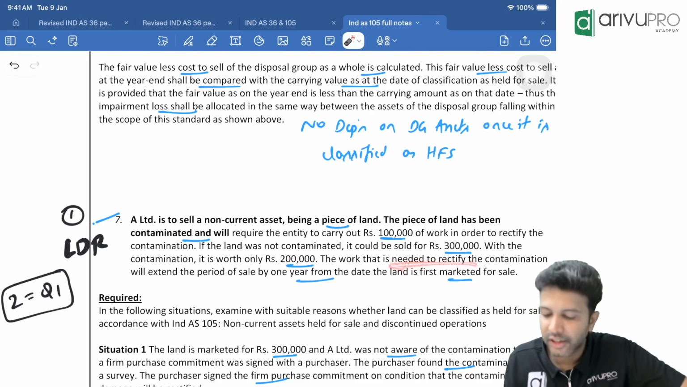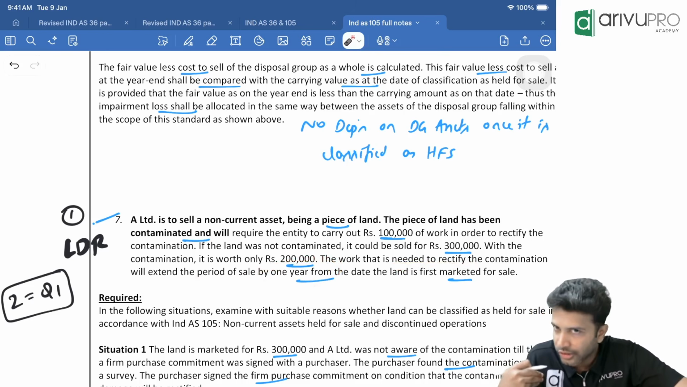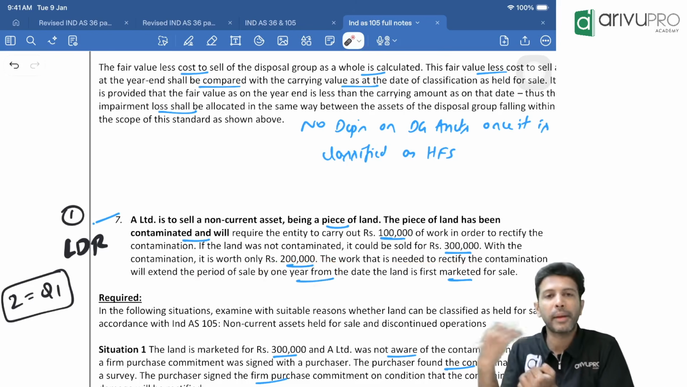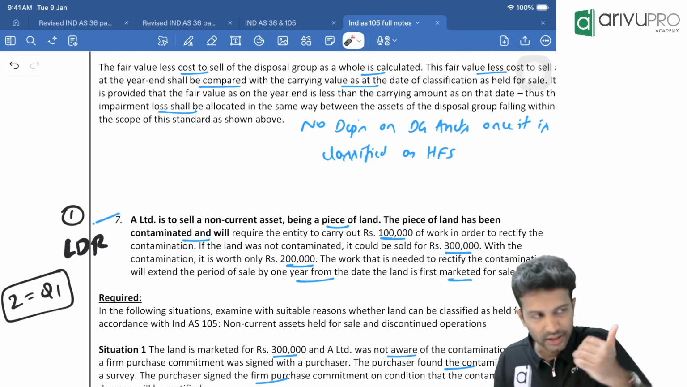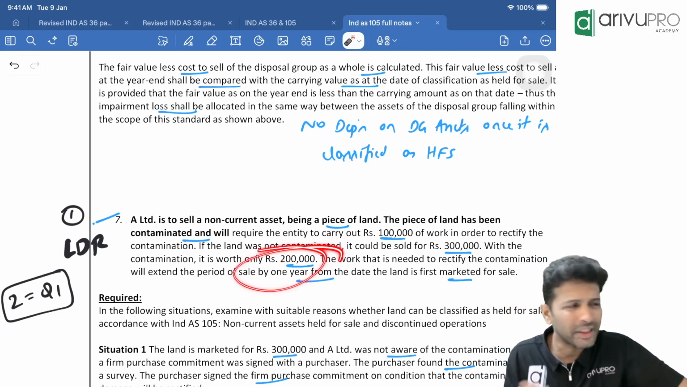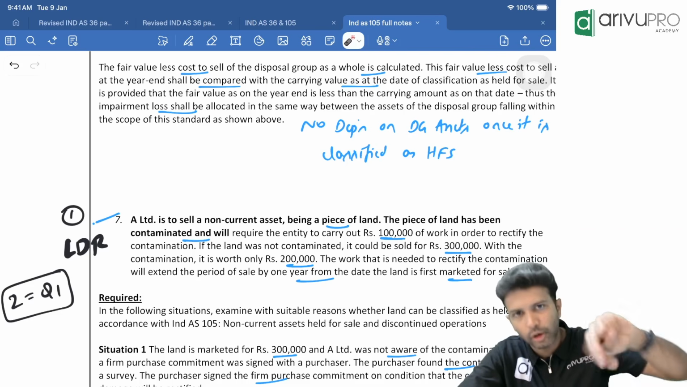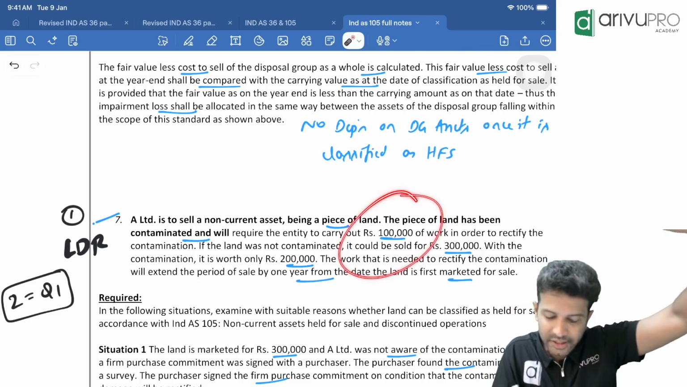The work that is needed to rectify the contamination will extend the period of sale by 1 year. Due to this rectification work, you will not be able to sell the land within 1 year, they're saying. It may go beyond 1 year. Okay. So that means the sale will not be completed within 12 months. It will go beyond 12 months. This is the base data.